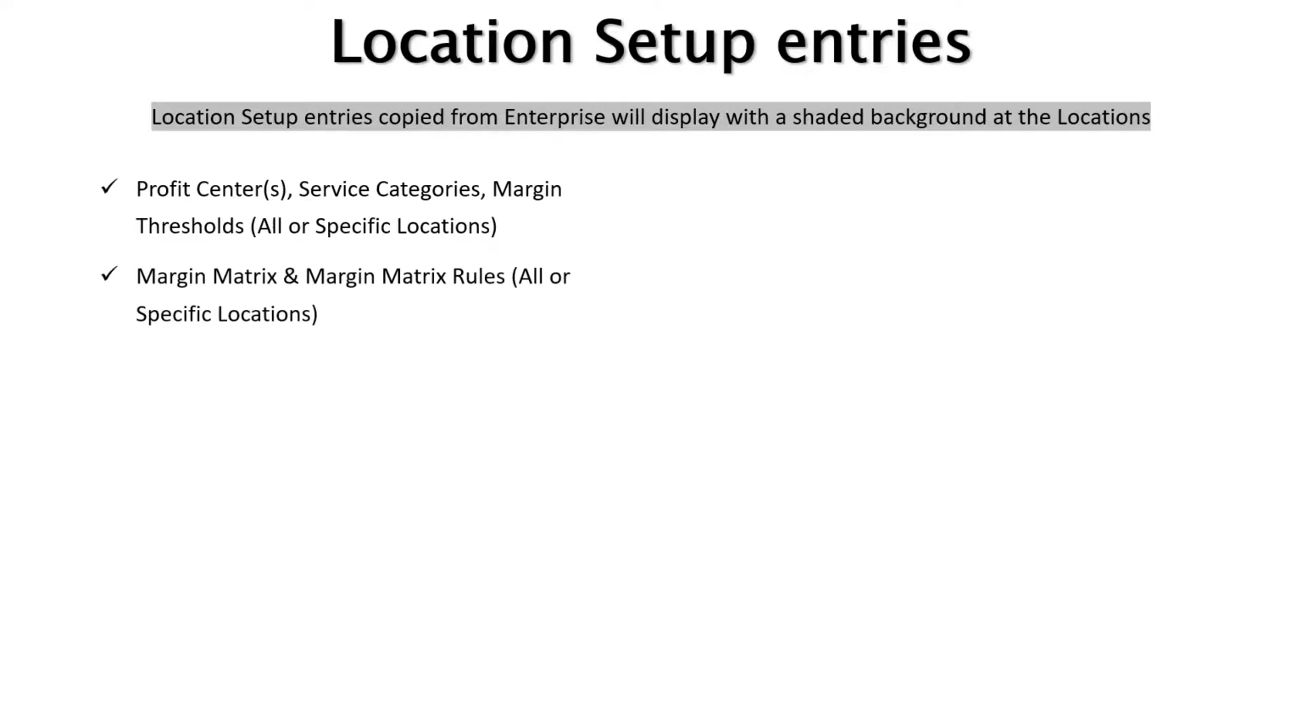Margin matrix and matrix rules. Again, all or specific locations. Margin matrix is used for markup on any parts that you bring in from the outside onto a work order. Anything that is a non-inventory part. This has absolutely nothing to do with inventory pricing. Royalties, if you're tracking royalty rewards, you can have all or specific locations.